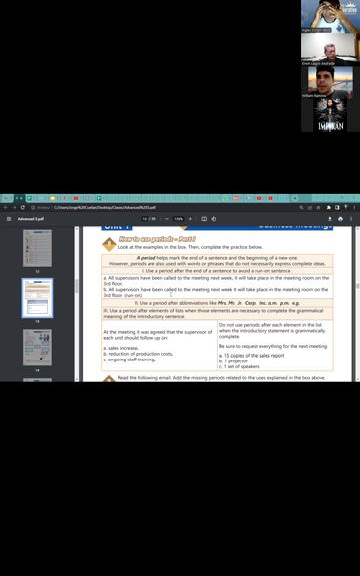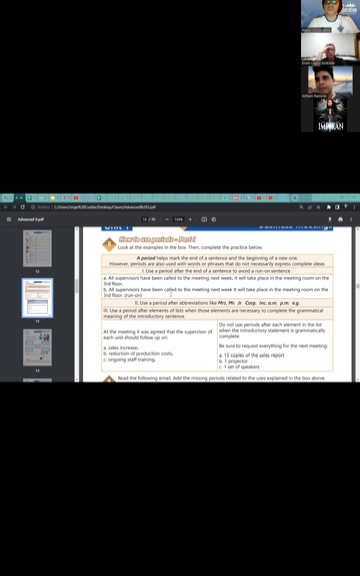How to use periods, part one. Okay, look at the examples in the box, then complete the practice below. A period. How do you say the word, teacher? Period or period? Period. Yeah. A period helps mark the end of a sentence and the beginning of a new one. However, periods are also used with words or phrases that do not necessarily express completed ideas.